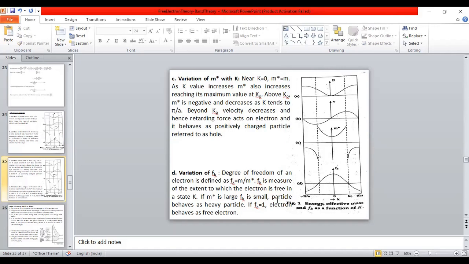The degree of freedom of an electron is defined as f(k) is equal to m by m star. f(k) is a measure of the extent to which the electron is free in a state k. If m star is large, the effective mass of the electron is large, f(k) is small, and the particle behaves as a heavy particle. If f(k) is equal to 1, the electron behaves as a free electron.